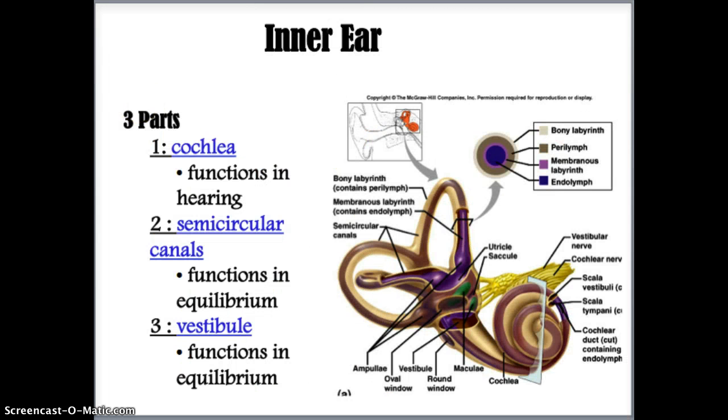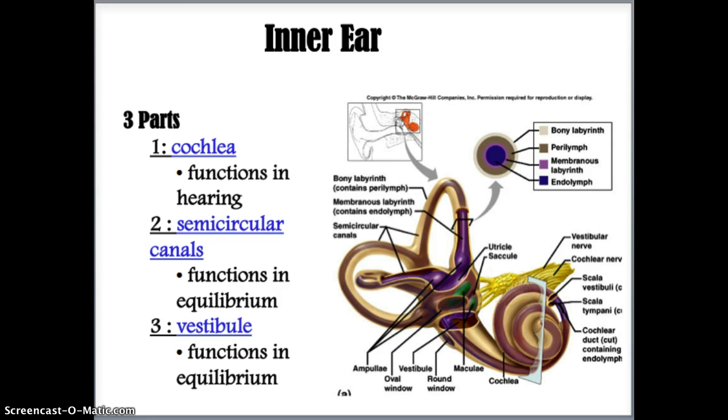The inner ear is composed of 3 parts: the cochlea, the semicircular canals, and the vestibule. The inner ear is very complex, and it's composed of chambers and tubes that all connect. You can look here, this is just the inner ear, and it's called a labyrinth. There are 2 labyrinths. There's the osseous labyrinth, which is the bony labyrinth, and that is canals in the temporal bone. And then there's the membranous labyrinth, which is membranous tubes within those canals in the temporal bone.